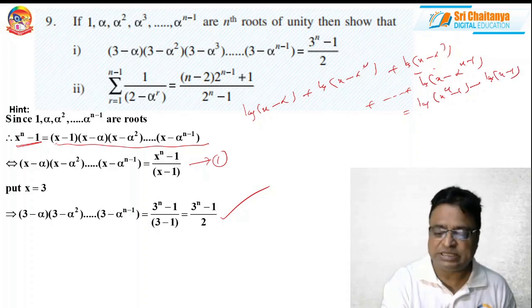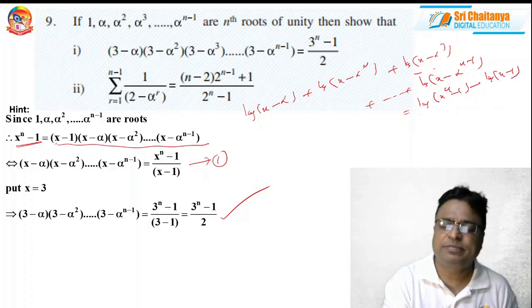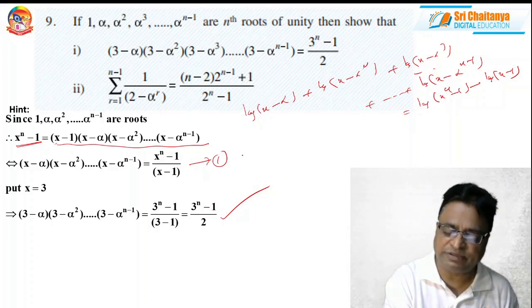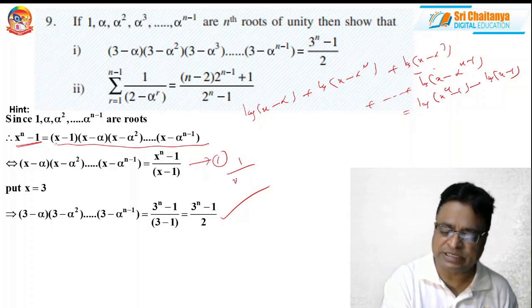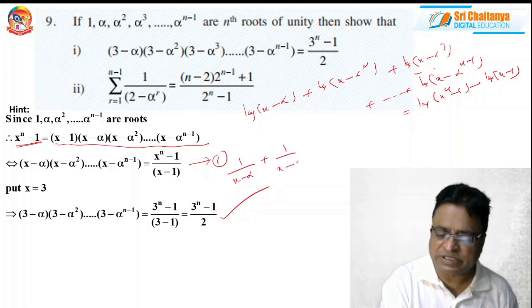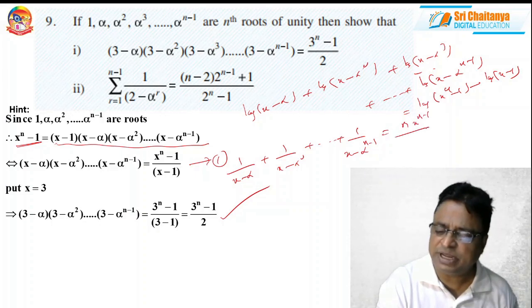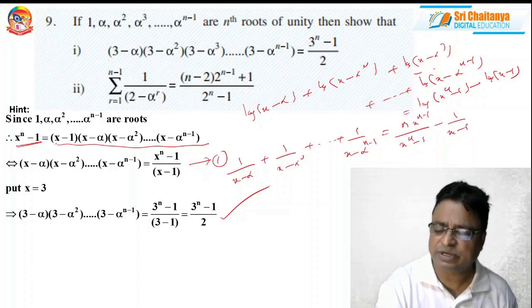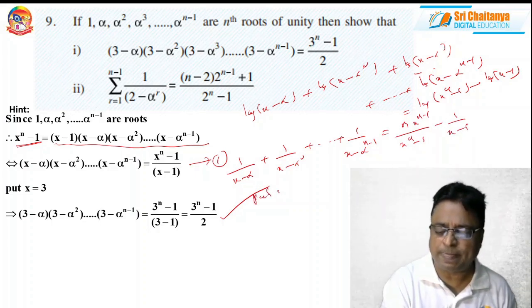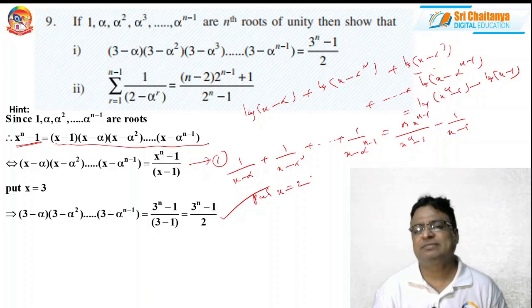So now what I am doing is, now differentiate on both sides with respect to x. If I differentiate on both sides with respect to x, it means 1 by x minus alpha plus 1 by x minus alpha square plus and so on 1 by x minus alpha power n minus 1 equal to, this is nothing but n x power n minus 1 by x power n minus 1, minus 1 by x minus 1. Now what to do? Put x is equal to 2. You will get the answer.